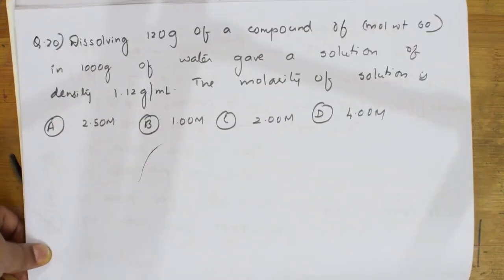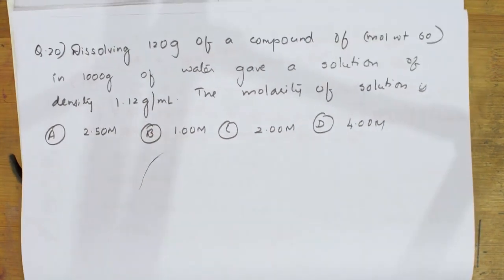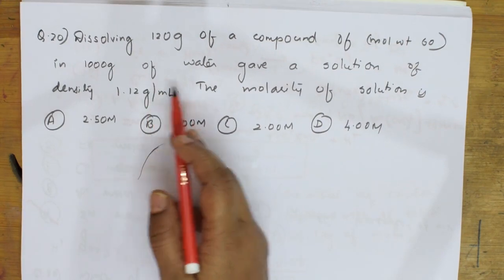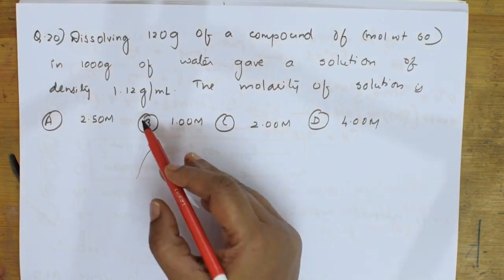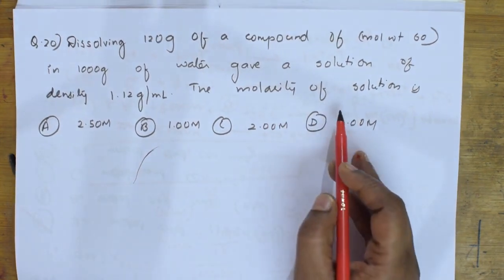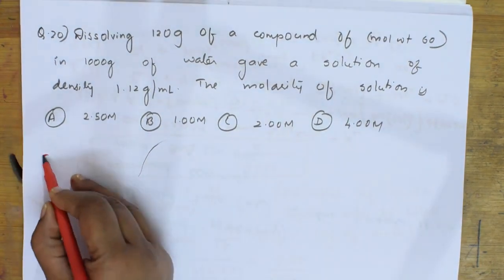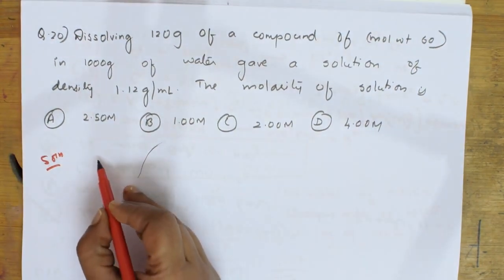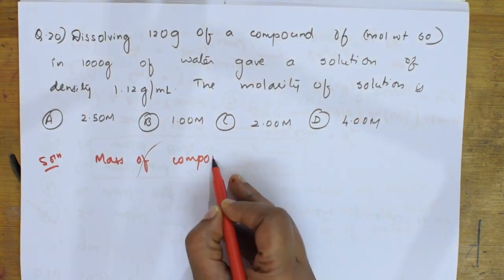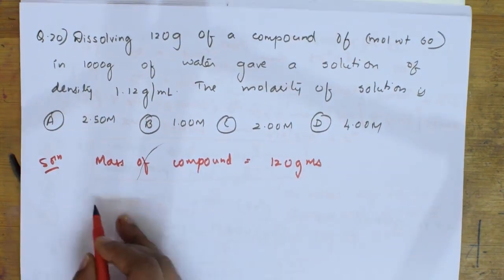Now the next question, we have a numerical to be solved. What did they give us? They said dissolving 120 grams of a compound of molecular weight 60 in 1000 grams of water gave a solution of density 1.12 gram per milliliter. Find the molarity of the solution. So let's note what data we have. The mass of the compound is 120 grams.